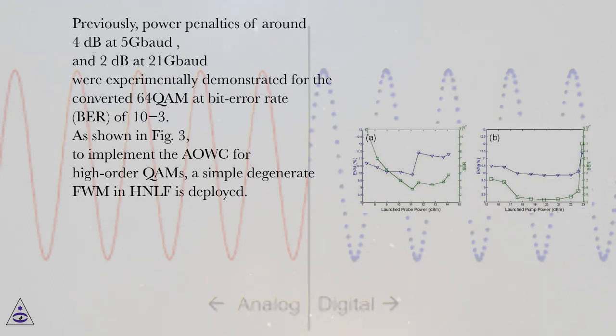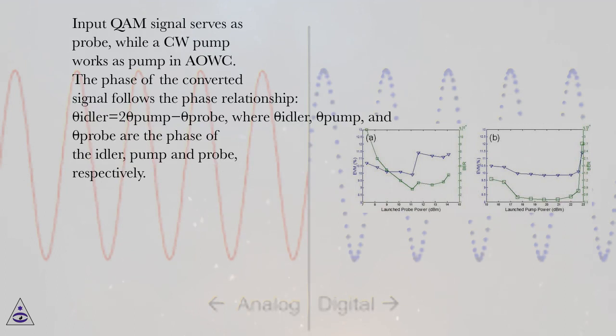As shown in Figure 3, to implement the AWOC for high-order QAMs, a simple degenerate FWM in HNLF is deployed. Input QAM signal serves as probe, while a CW pump works as pump in AWOC. The phase of the converted signal follows the phase relationship, theta idler equals theta pump minus theta probe, where theta idler, theta pump, and theta probe are the phase of the idler, pump and probe, respectively.